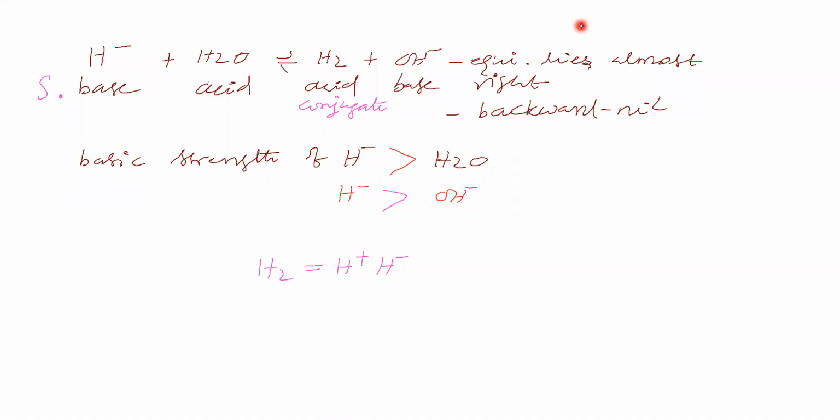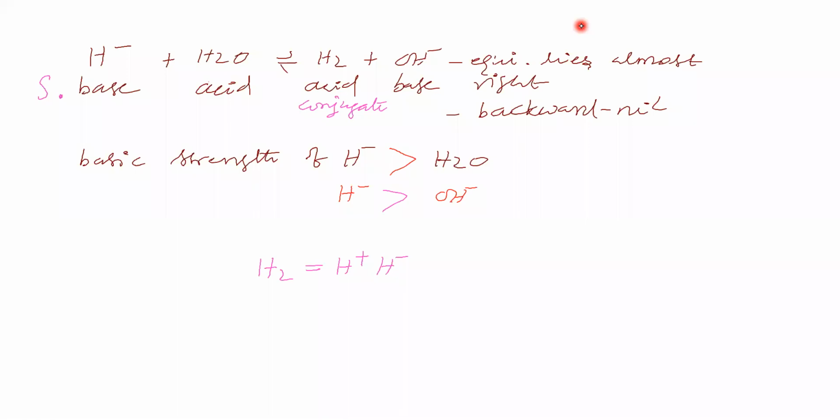So, H minus and OH minus basic strength we will see. H minus is a base, OH minus is a base. Backward is not taking place. That means OH minus is not taking H plus. Forward is taking place. That means H minus takes H plus and becomes H2. So out of H minus and OH minus, which has higher basic strength, do you think? What do you say? Obviously, H minus has higher basic strength when compared to OH minus.